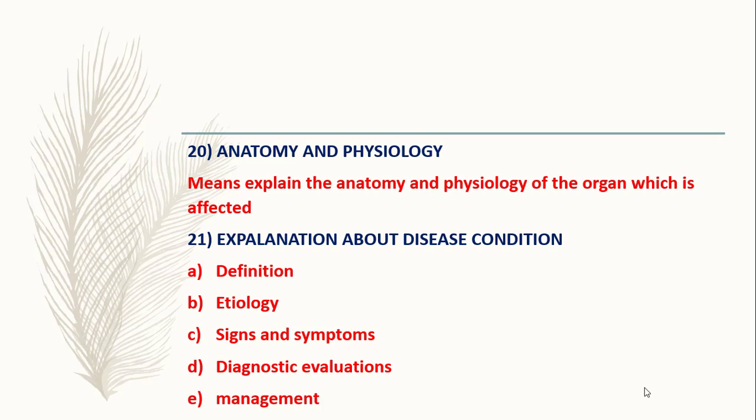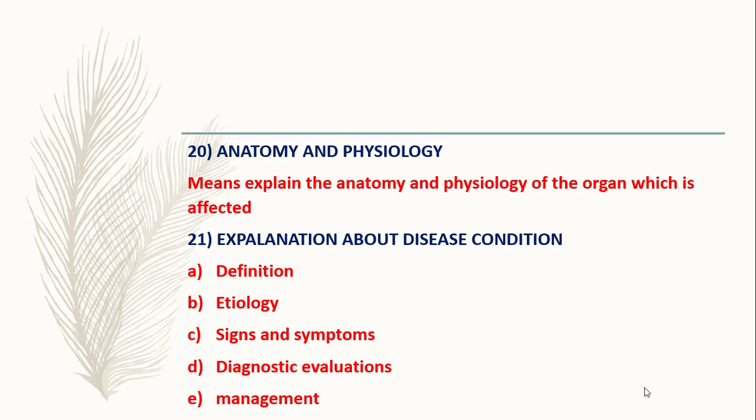You have to draw a neat diagrammatic representation, or you have to draw pictures of the brain. Then you have to write the function of the brain, and you have to explain properly the anatomy and physiology. After anatomy and physiology, you can do the explanation of the disease condition. You have to go to the next section of your case study.